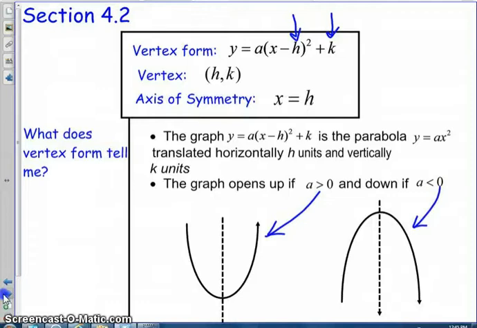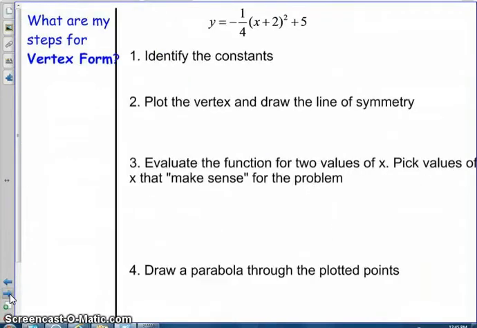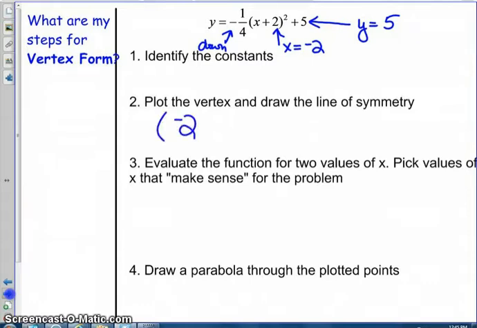So let's look at an example here. So first thing I see when I look at this, I see a negative a right here. And so I know it's going to open down. So that tells me, okay, I'm going down. This tells me my x is a negative 2. Remember, it's opposite on the inside of the parentheses. This tells me my y on my vertex is a positive 5. It's actual on the outside of the parentheses. Okay? So, plotting the vertex here, my vertex, I can look at this and just say negative 2, 5. All right? I know here my a is my negative 1/4.